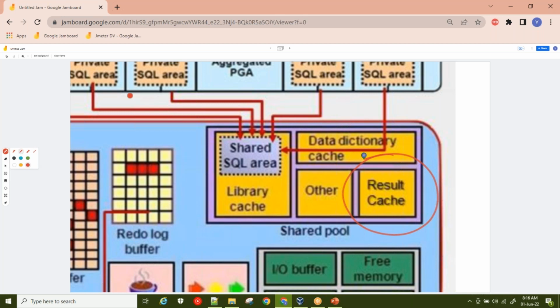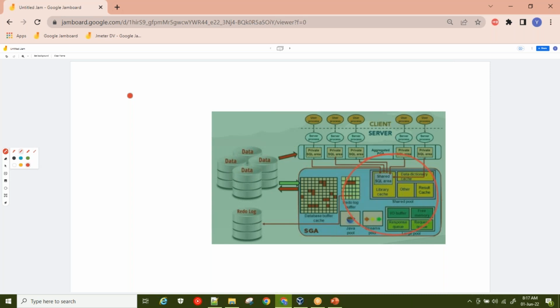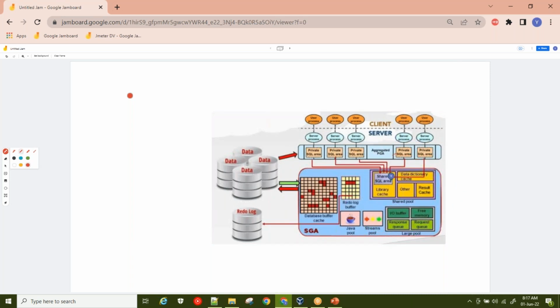Now, what is a result cache? Whenever you run a query, once you run it, it will return some result. Like let's say I want the list of all the users with a salary above maybe 1 lakh or 2 lakh. It will return some result. Those results are stored in the result cache, so that if the same query is run next time, it will not go to the data.